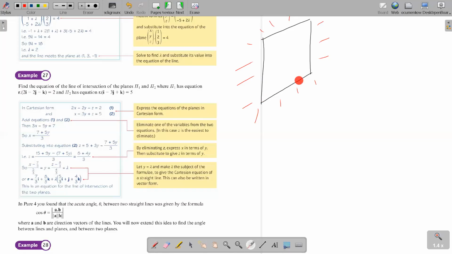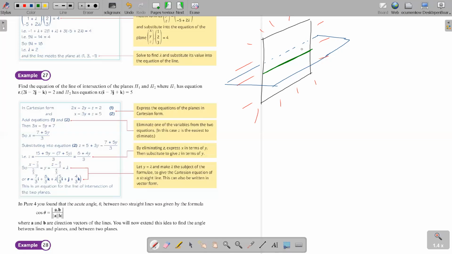I'm just drawing a rectangle here. So when two planes intersect, children, how does it intersect? It intersects by a line. The point of intersection is actually a line. Sorry, it's not a point of intersection. It's a line of intersection.